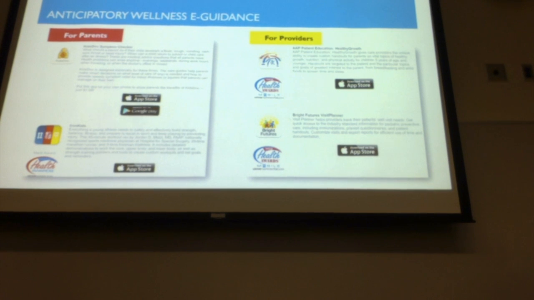This is just one slide. This is AAP recommended apps for parents and for providers. If you just look at Bright Futures, I'm just giving one example here. There's an option where you can just recommend or suggest the kind of anticipatory guidance that you need to send the patient after the diagnosis.